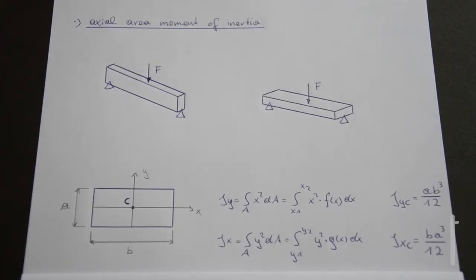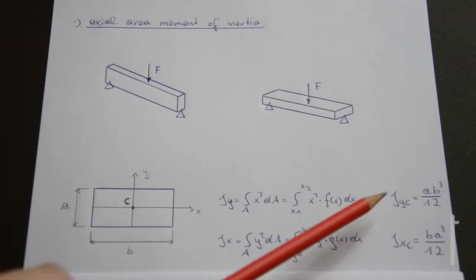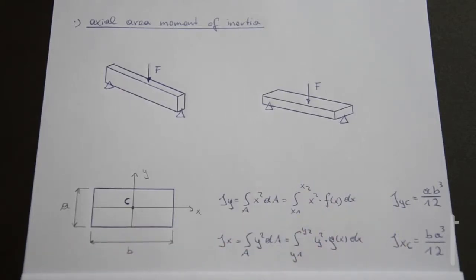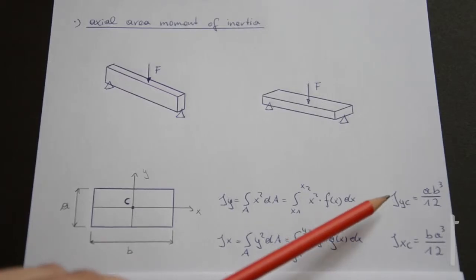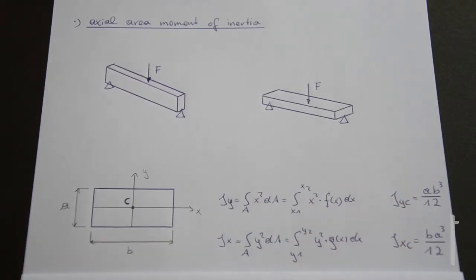By the way, the polar moment of inertia is simply the sum of both axial moments of inertia. So, for example, for a rectangle, the polar axial moment of inertia would simply be Jyc plus Jxc. Alright, now we know how to calculate the moment of inertia concerning an axis through the centroid of a rectangle.